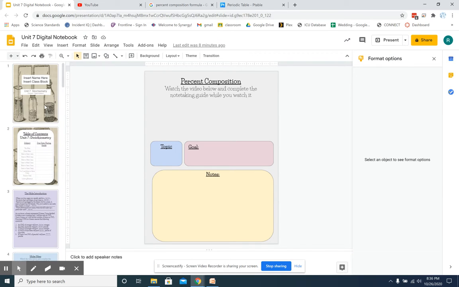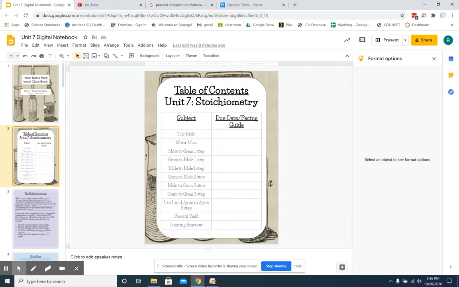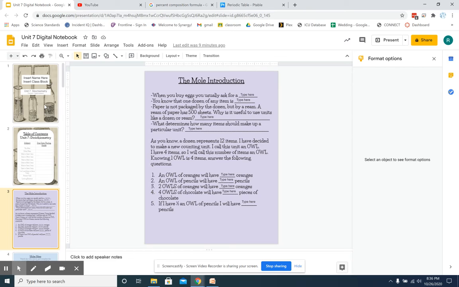Here is the digital notebook for this unit. Make sure you put your name, the table of contents. I do not currently have the dates on there, but now that you can see it, there are dates, and I'll show you the pacing guide for that and when the test will be. There is also a slide here as an intro into moles and what we're going to be talking about.